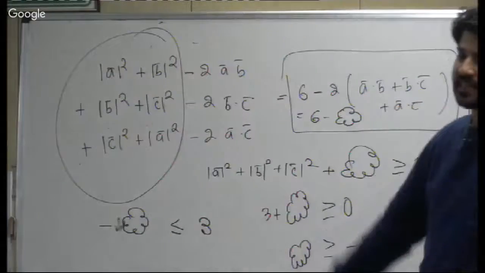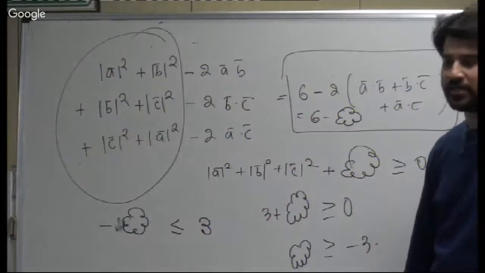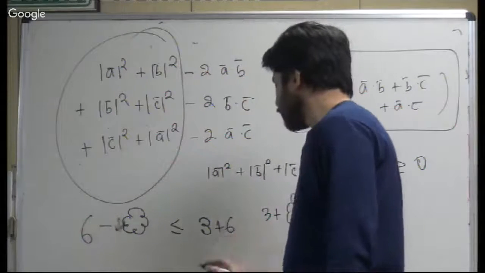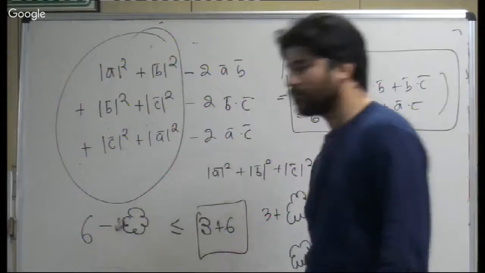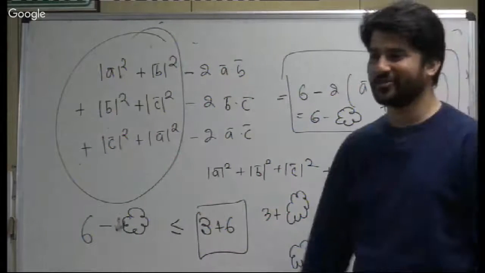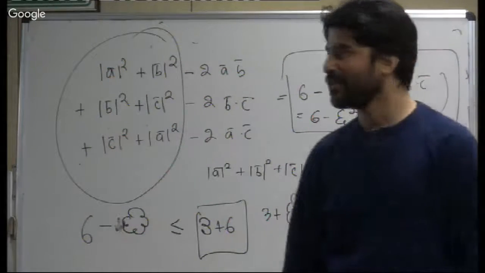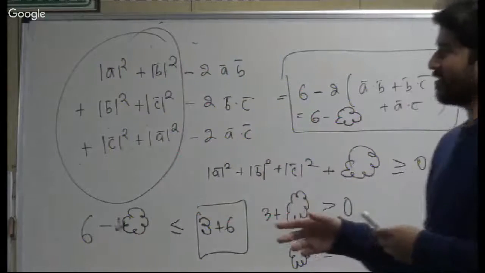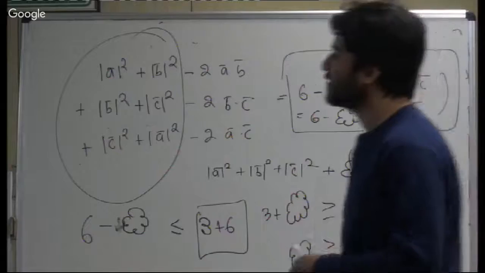If I add the same quantity on both sides, inequality remains the same. So the answer is going to be 9. It was an IIT question, okay? So it's a very easy question, right? Let me go to the next question.